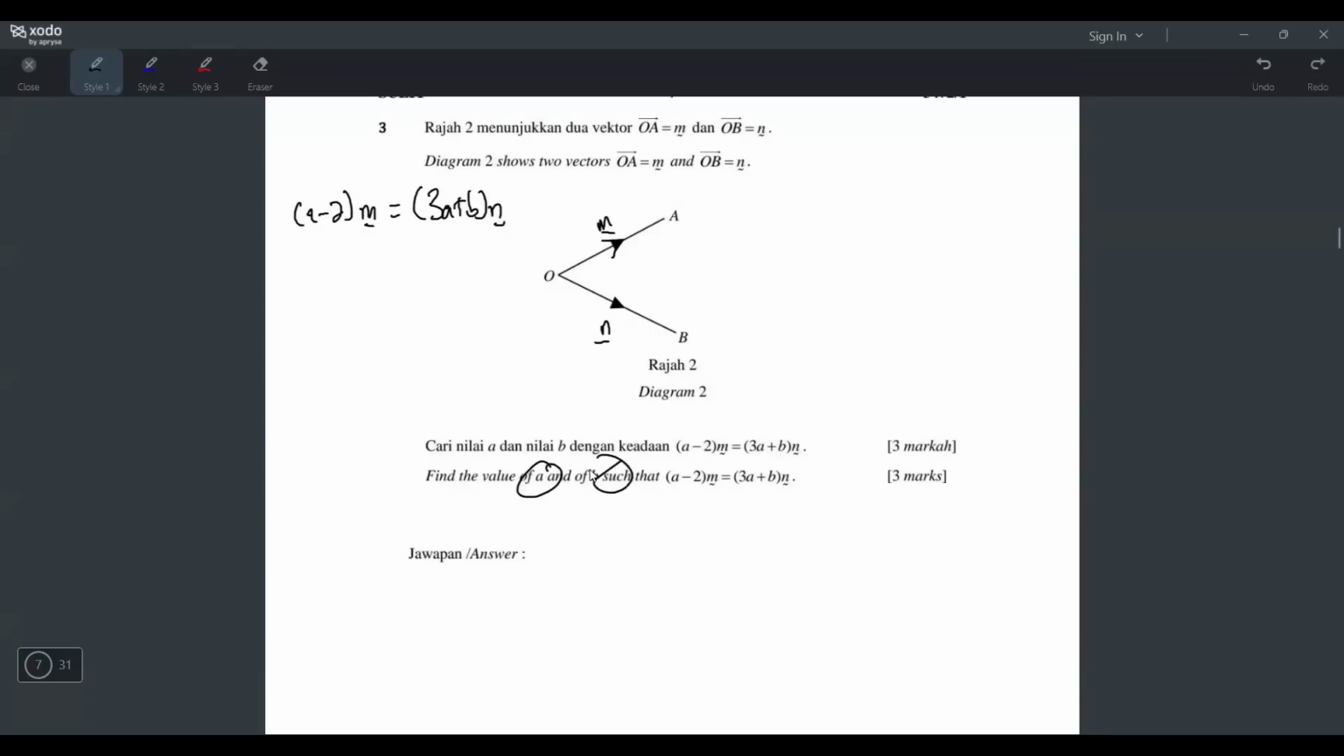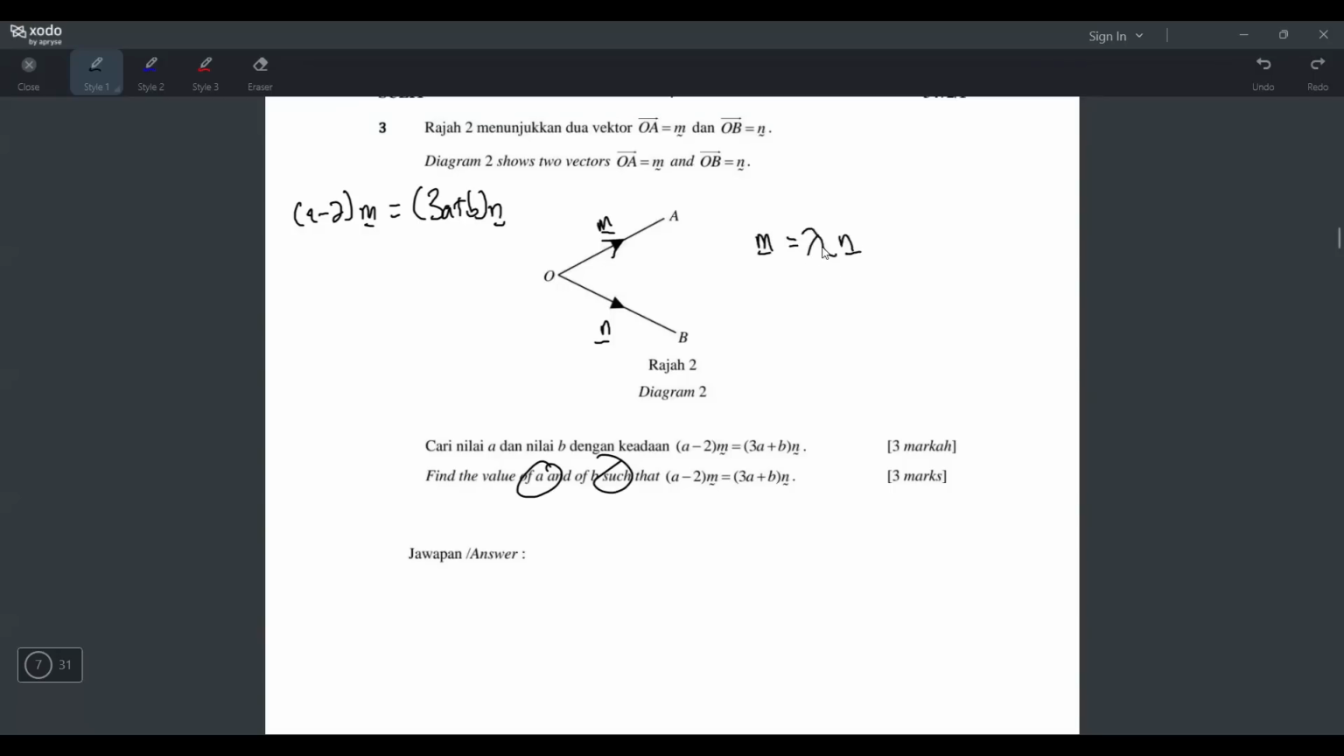Okay, this is easy. This is easy. Because vector M and vector N, they are not parallel, right? Do you agree? They are not parallel. One is facing this way, one is facing this way. So they have different directions. So therefore, they are not parallel. And in vectors, if they are not parallel, it means these two vectors cannot be equal. They cannot be equal. If they are parallel, you can equal.